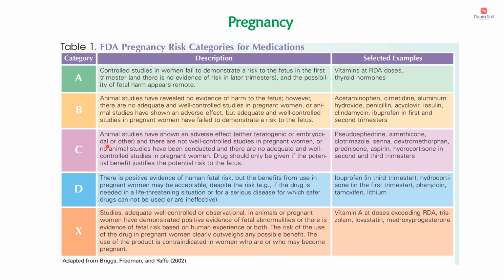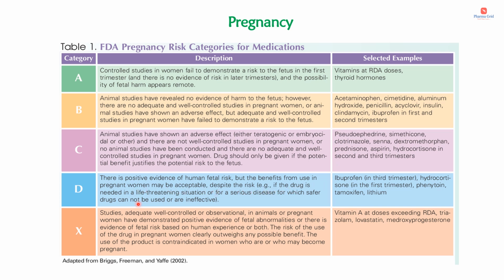So category C means sufficient human data is lacking but animal studies show risk to the fetus. Then category D means human data shows risk but benefits may outweigh the risk. Okay, category D means there is positive evidence of human fetal risk, but the benefits from use in pregnant women may be acceptable despite the risk.